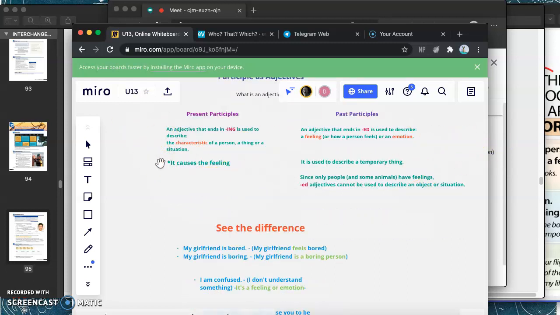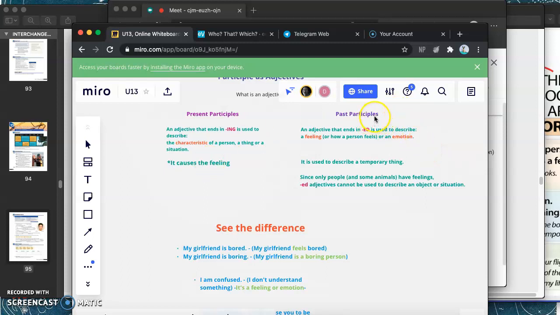An adjective that ends in ing, so that's the present participle, is used to describe a characteristic. So it gives a characteristic to a person, thing, or situation. And also, this is what causes the feeling in a sentence. We're going to see some examples right now.